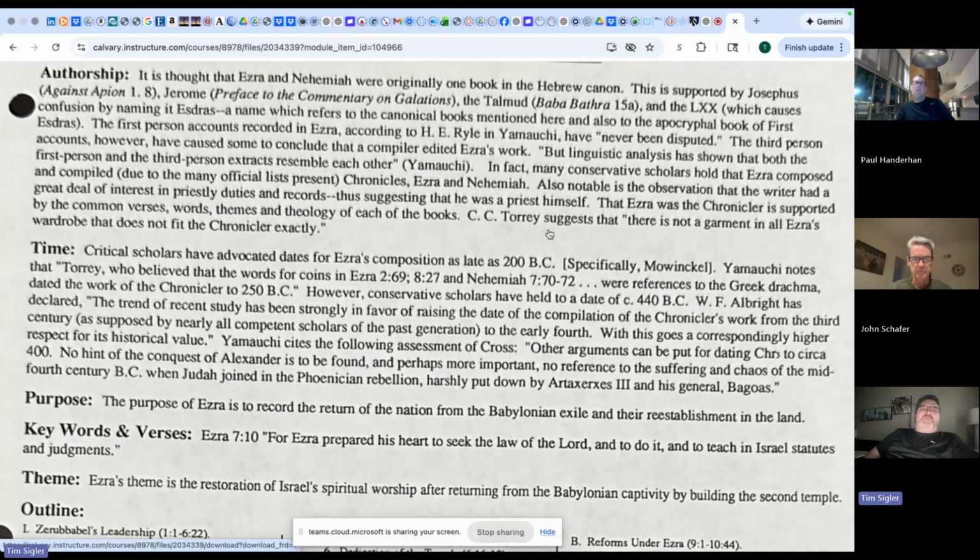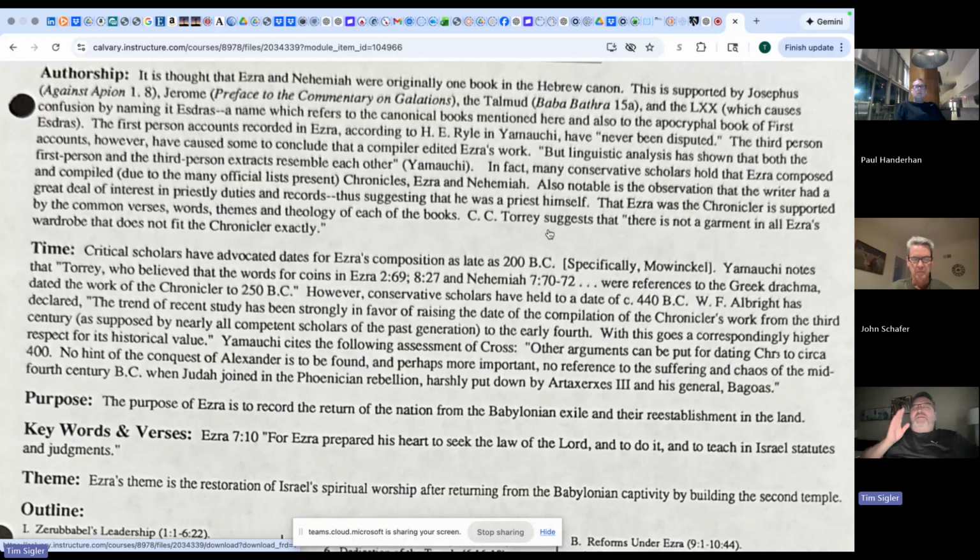So, authorship. It is thought that Ezra and Nehemiah were originally one book in the Hebrew canon. This is supported by Josephus, Jerome, and the Talmud. And you can see the specific citations in parentheses there, as well as the Septuagint, which causes confusion by naming it Esdras, a name which refers to the canonical books mentioned here and also to the apocryphal book of First Esdras. So again, that's confusing, but we can put it like this.